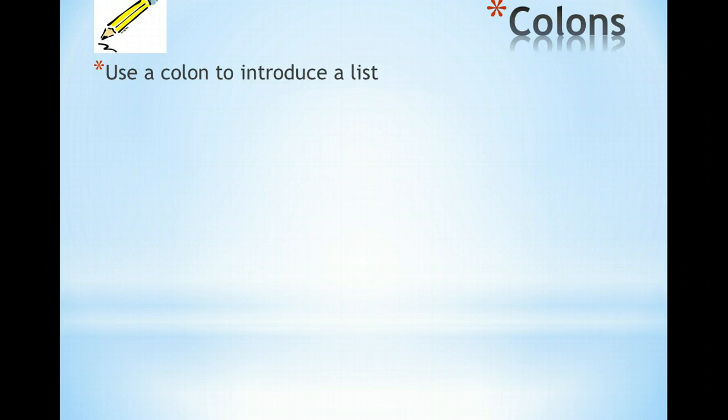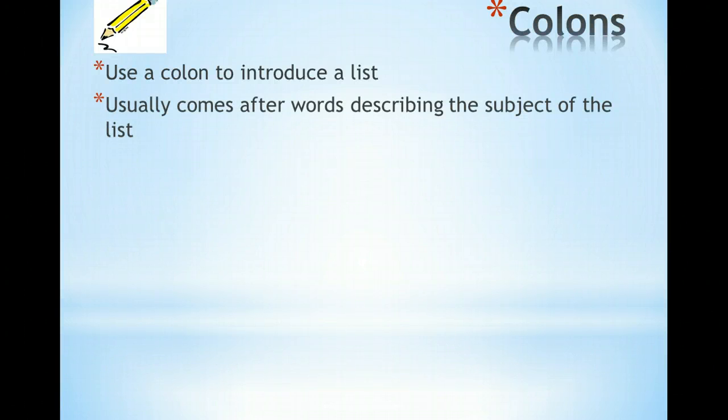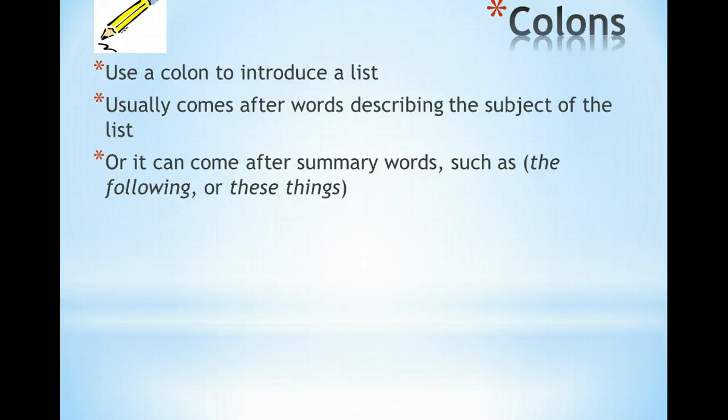You can use a colon to introduce a list. So this usually comes afterwards describing the subject of the list, or it can come after summary words such as the following or these things. So the following things are important to come to class with or something.